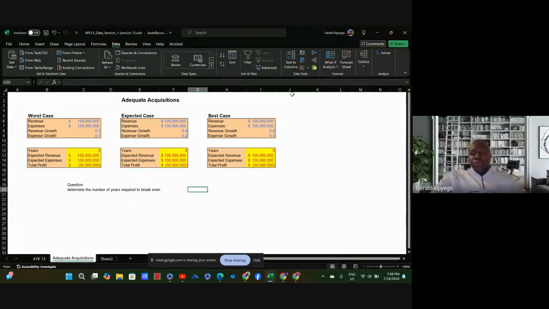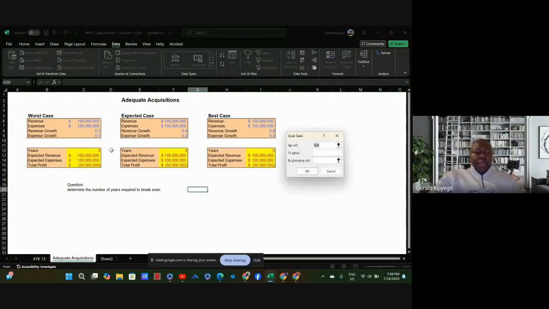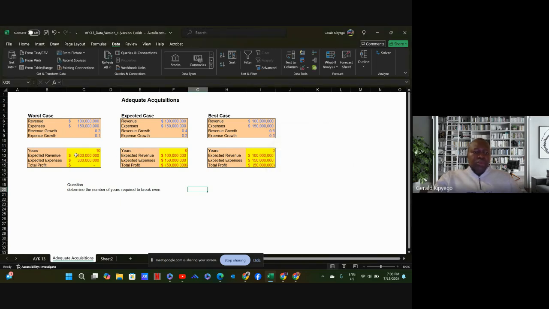So we're going to go to Goal Seek. For the first one, total profit is the set cell, and then we have 0 as the value, and the cell to change is the number of years. So we are going to take 10 years to break even for the worst case.